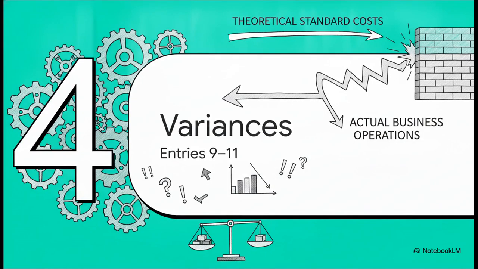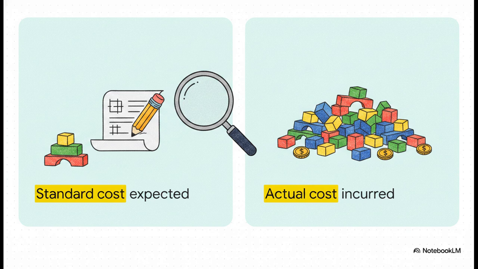Phase 4, Variances and Disposition, entries 9 through 11. We're entering the reality check phase, where our theoretical standard costs meet the sometimes harsh reality of actual business operations. Because materials and labor were recorded at standard costs earlier in the process, any gap between our standard expectation and our actual, real-world spend becomes a variance.